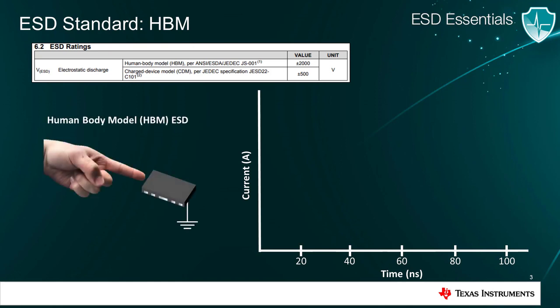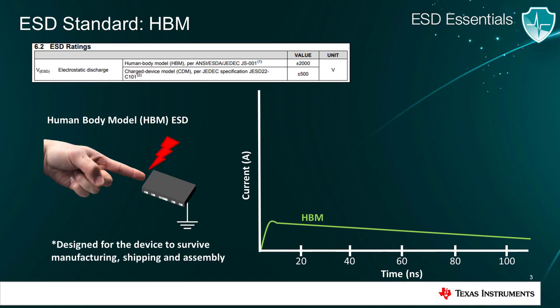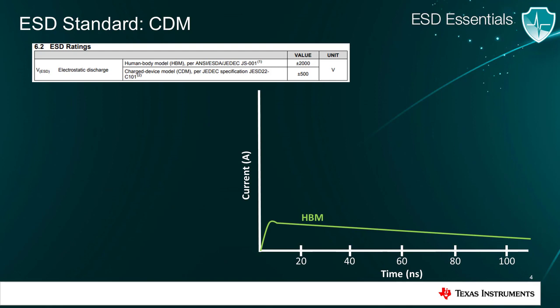The first one is the human body model, or HBM, that simulates a human body discharging onto a grounded device in a controlled factory environment. The corresponding HBM waveform is shown here in green. The HBM standard is designed primarily to evaluate whether the device can survive the manufacturing, shipping, and assembly process, and it doesn't simulate what the device will actually be exposed to in a real-world use case.